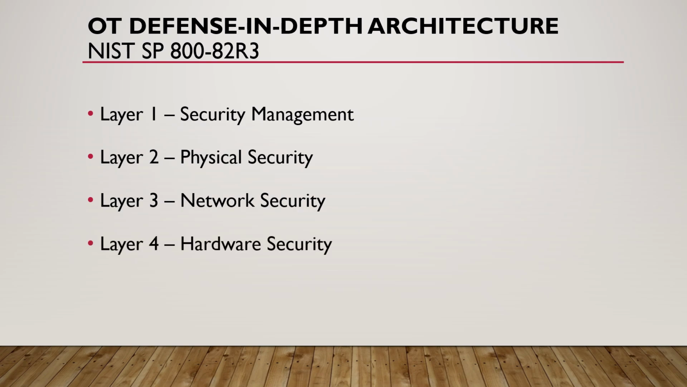Layer 4, Hardware Security. Hardware security protection mechanisms provide the foundation for supporting security and trust for the devices within an environment. Once device trust is established, the state must be maintained and tracked in accordance with the system, model, and policy. And Layer 5, Software Security.